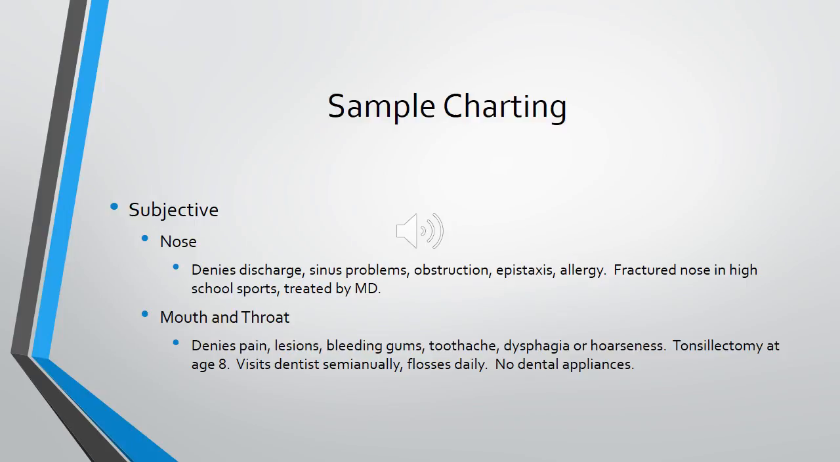Here's your sample narrative charting for your subjective data for your nose. Denies discharge, sinus problems, obstruction, epistaxis and allergy, fractured nose in high school sports, treated by MD. Mouth and throat subjective data: denies pain, lesions, bleeding gums, toothache, dysphagia or hoarseness, tonsillectomy at age 8. So, the absence of tonsils would definitely be something you would want to note when you're doing your assessment of the throat, and that would be a variation of normal finding. Visits dentist semi annually or every 6 months, flosses daily, no dental appliances.